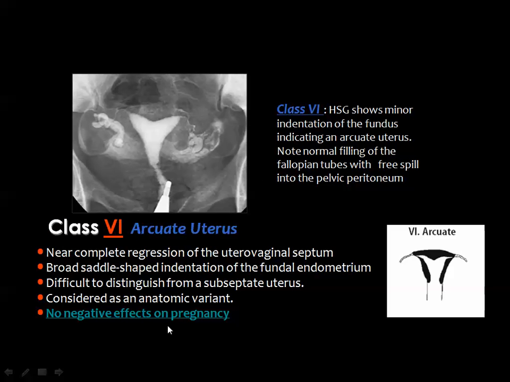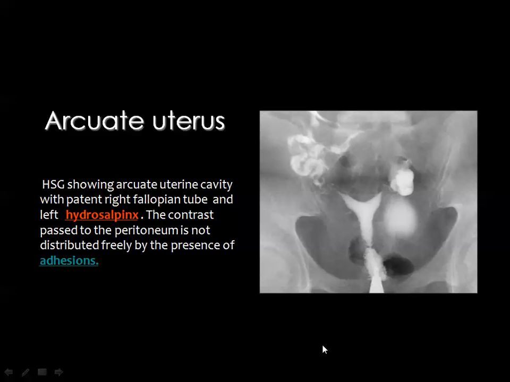Then arcuate uterus is considered by many as a normal variant. There is some depression in the uterine fundus as seen by MRI and also by hysterosalpingography, as you can see here. And this arcuate uterus has no negative effects on pregnancy. This is arcuate uterus, and there is some hydrosalpinx on the left side, but the right tube is patent, spilling contrast material in the peritoneal cavity.